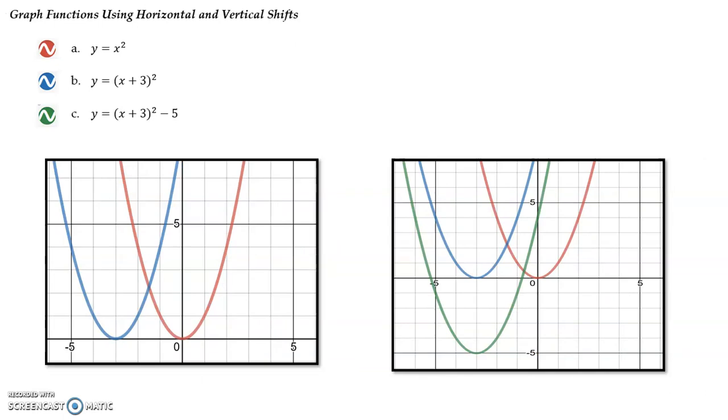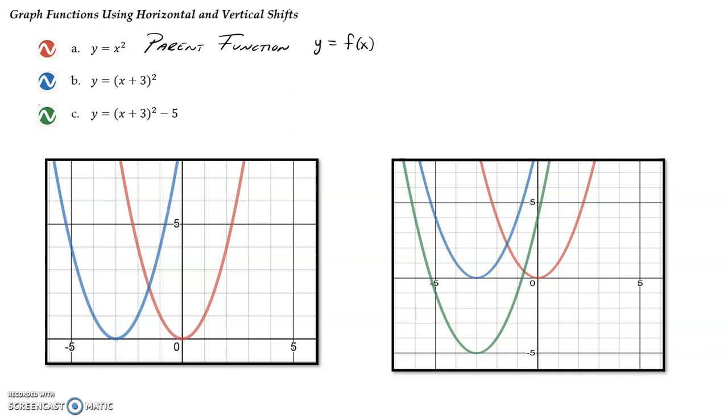So let's go ahead and talk about what happens when we start to combine both horizontal and vertical shifts on our graph. So we're going to go ahead and keep working with that x squared function. This is going to be our parent function. Remember, it's in the form y equals f of x. F of x can be any of the functions that we're working with. And let's take a look at the equation here in part B. We've got y equals the quantity x plus 3. The whole quantity is going to be squared.